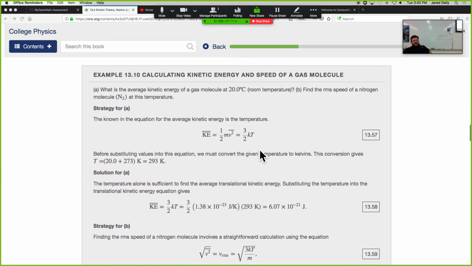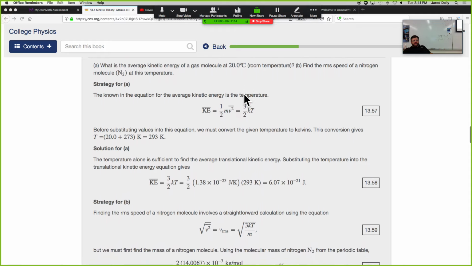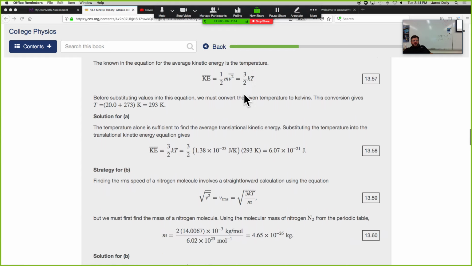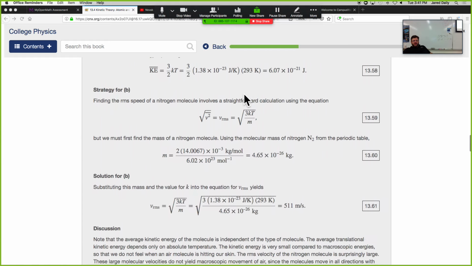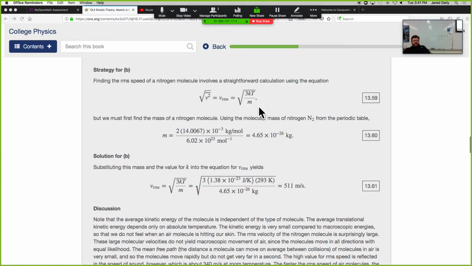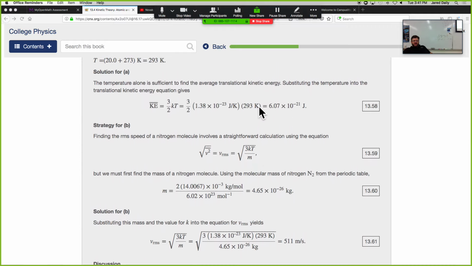So in this problem here, they want to know what's the average kinetic energy of a gas molecule at 20 degrees Celsius. Nitrogen, we want to know. Let's see, what is the average kinetic energy of a gas molecule? They're using nitrogen.